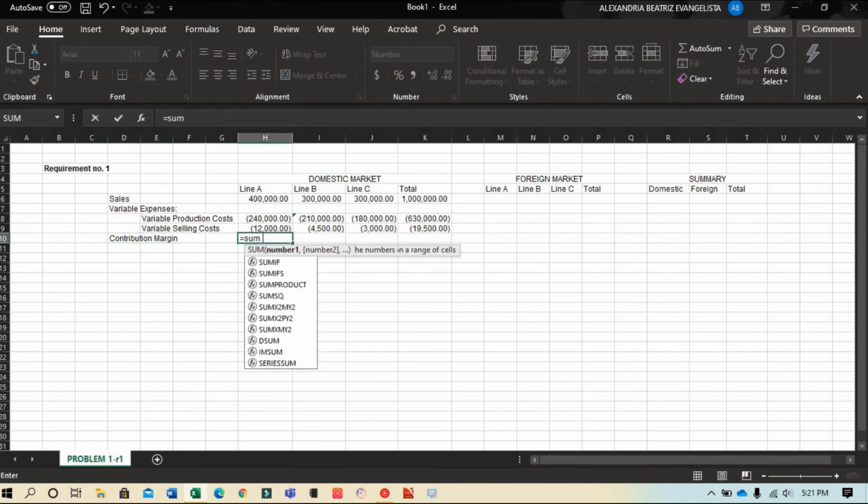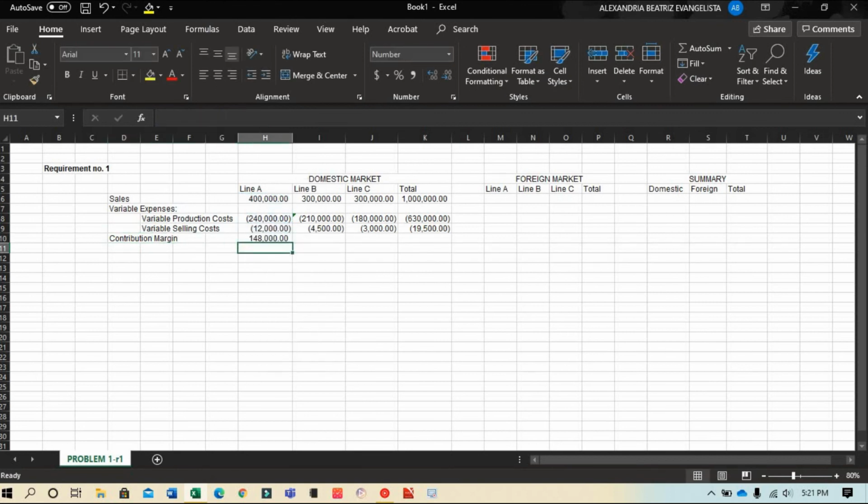Let's just sum the numbers all up. And there you go. So for line A, the contribution margin is 148,000. For line B, it is 85,500. And for line C, it is 117,000, and the total contribution margin under the domestic market is 350,500. So now let's proceed onto the common fixed cost.